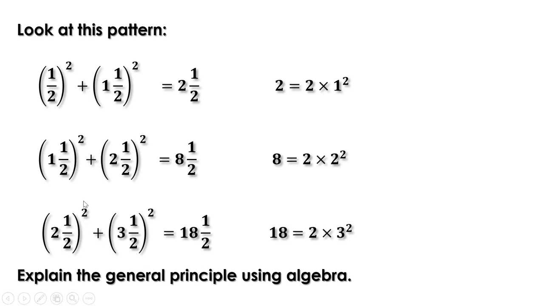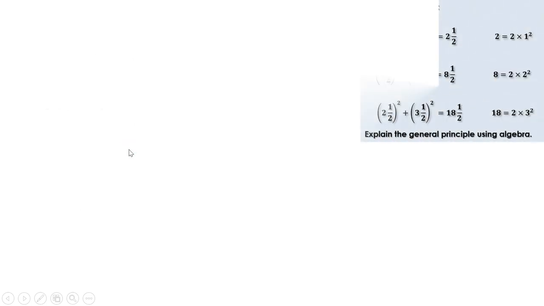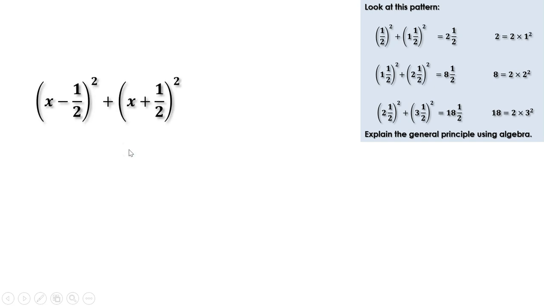Let us take a number. Let it be x. Then the first part of any line is the square of half less than x, and the second part is the square of half more than x. That is, the left side of the equal sign is (x − ½)² + (x + ½)². We know (a + b)² + (a − b)² is equal to 2(a² + b²). Therefore, (x − ½)² + (x + ½)² is 2 times (x² + (½)²).